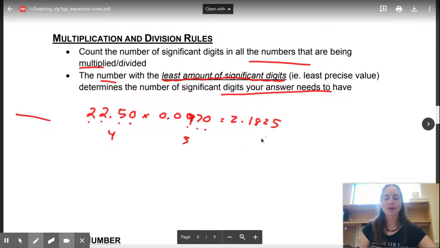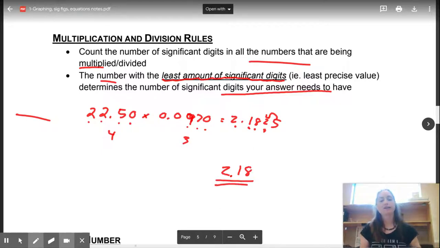So I take my number, 2.1. Now I'm going to look at my remaining numbers. I want 3 sig digs, so 1, 2, 3. I'm now going to look at this 4th number here. Well, that 5 would round that 2 up to a 3. Would a 3 round up or round down? Round down. So that means this 8 is going to stay the same. So your final answer is going to be 2.18. Okay?